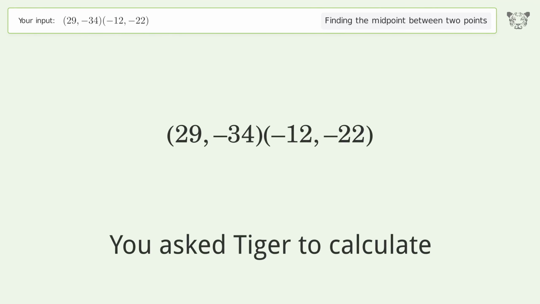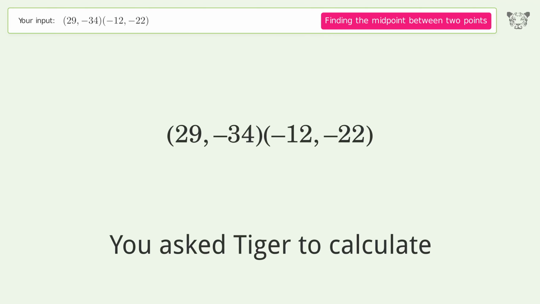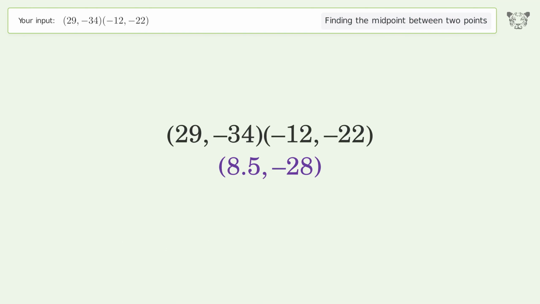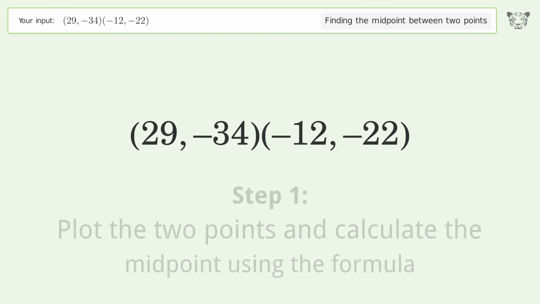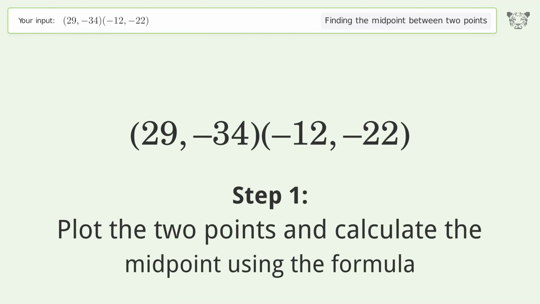You ask Tiger to calculate. This deals with finding the midpoint between 2 points. The midpoint between the 2 points is 8.5, -28. Let's solve it step by step. Plot the 2 points and calculate the midpoint using the formula.